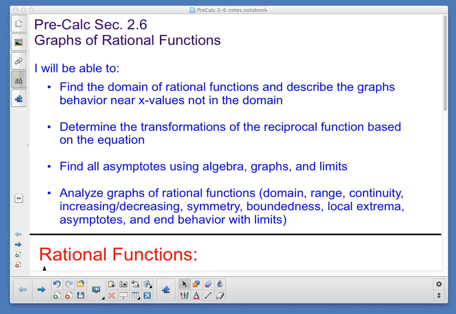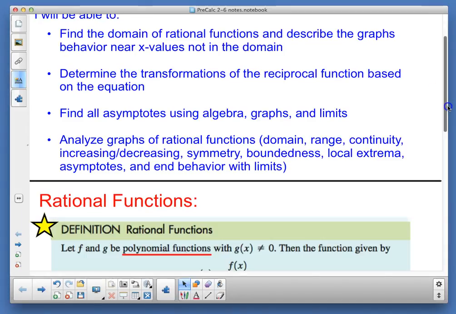When we're getting going today, we will do a little long division. I know everybody's pumped about that. We're working with rational functions, and rational functions are just fractions, and we just haven't divided them yet. So I'll be able to find the domain of rational functions, describe the graph's behavior near x values not in the domain, meaning we're going to describe the behavior around the vertical asymptotes. Determine the transformations of the reciprocal function based on the equation, and find all the asymptotes using algebra, graphs, and limits. That's basically what we're doing today.